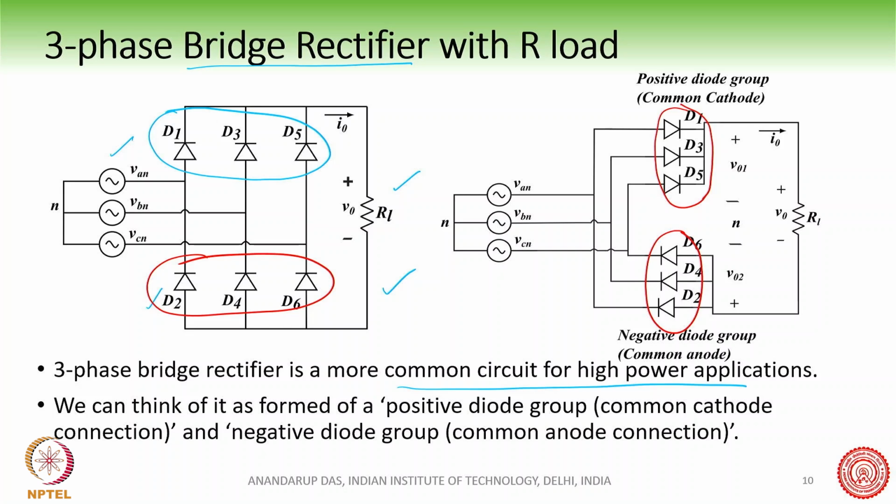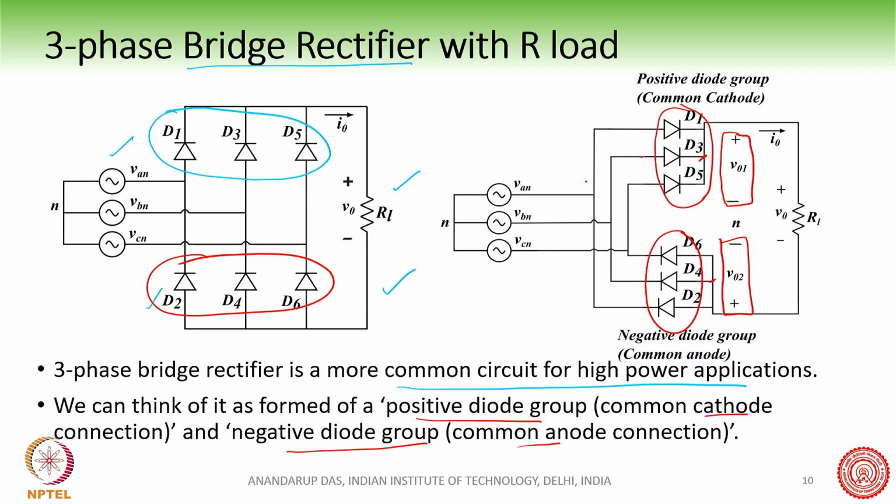This is how the analysis becomes much simpler, because we have already analyzed the half wave rectifier. Here we can see that diodes 1, 3, 5 are producing the positive V01 voltage, and here this is producing the V02 voltage. So there is a positive diode group and a negative diode group, with the positive one having a common cathode and the negative having a common anode connection.